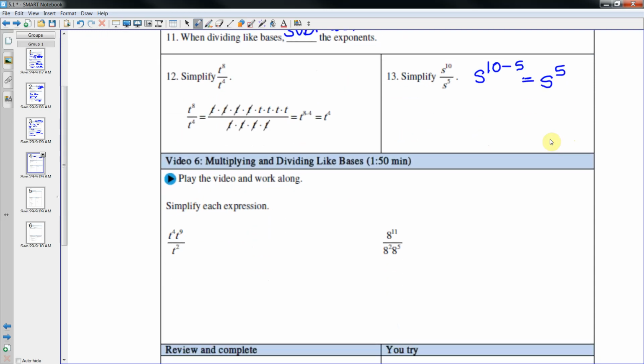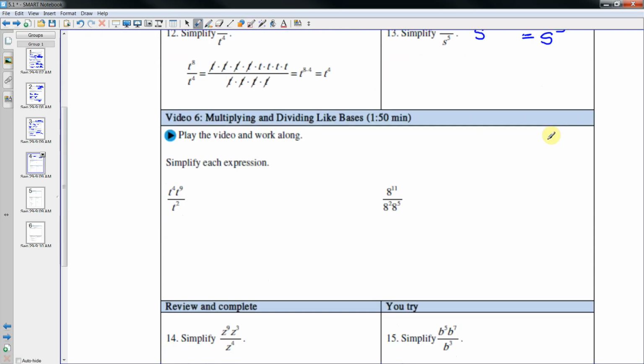Alright, now let's do some combining of the two rules. Remember, when we multiply, we add the exponents. When we divide, we subtract. So a lot of times what I like to do, if I have a combination, I'll do the numerator of the fraction, I'll do the denominator, then I'll save the subtraction for the end.